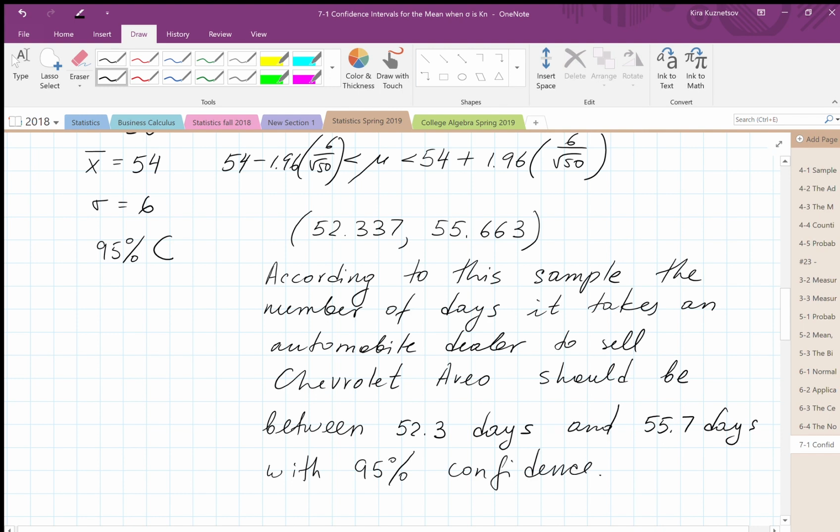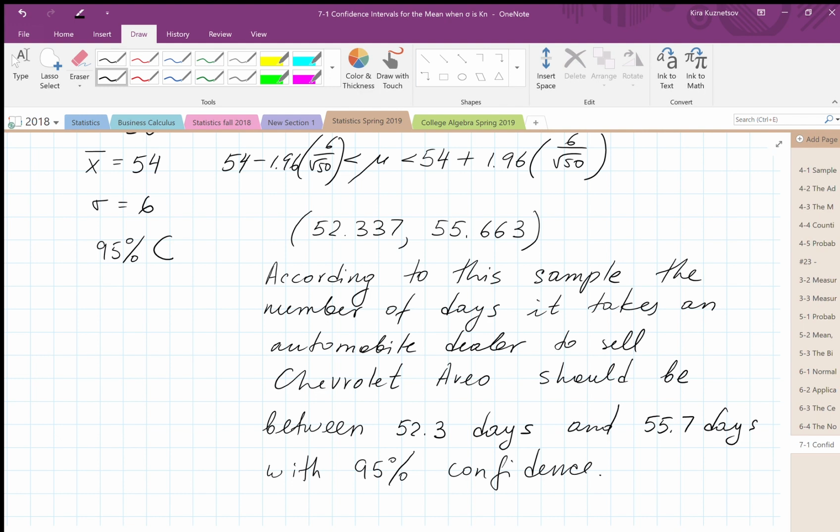This 95% confidence, you can stick it either at the very end or at the very beginning. According to the sample, the number of days it takes an automobile dealer to sell a Chevrolet Aveo with 95% confidence, so you can stick it right in the middle, should be between. So whatever makes sense to you as far as writing the sentence. This is what I want to concentrate on, and what we're going to be working on in class: getting those intervals, pushing the right buttons, and writing the sentences out.